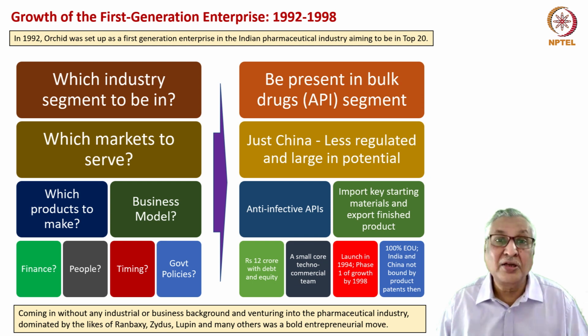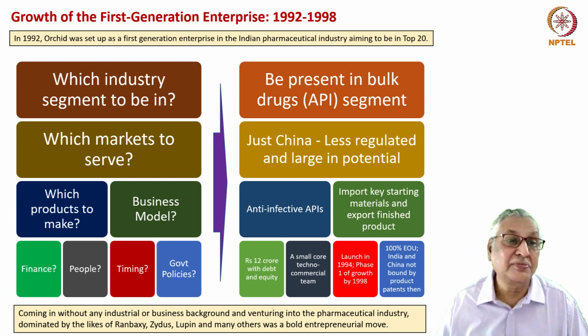barriers. So, coming in without any industrial or business background and venturing into the pharmaceutical industry, and that too into sophisticated product group requiring high investment intensive manufacturing capabilities was a feat at that point of time. And the company made its mark in an industry that was dominated by the likes of Ranbaxy, Zydus, Lupin, and many others. Therefore, the company was hailed as a bold entrepreneurial company that was quite different from any other company.